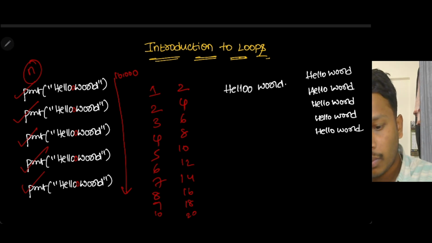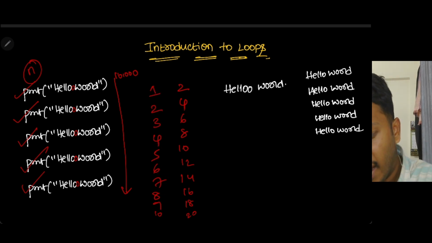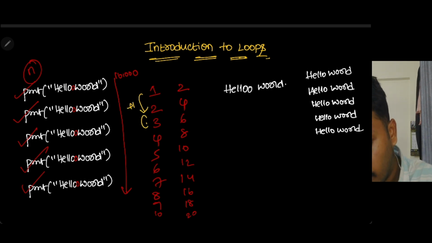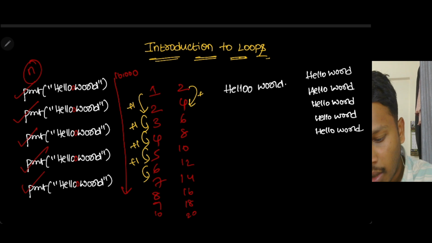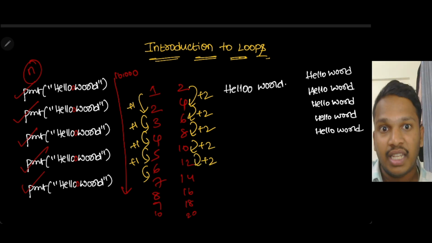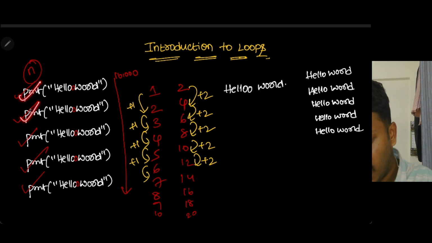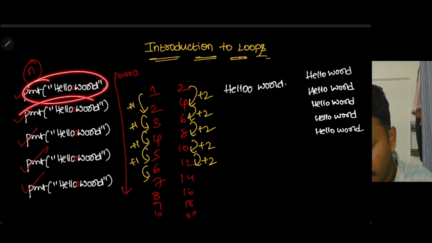If you observe here, the logic is the same, right? What is the logic? Every time you are increasing plus 1, plus 1, plus 1, plus 1, like this. If you consider this one, plus 2, plus 2, plus 2, plus 2, like this. There is one logic. But in this case there is no logic, just the same thing repeating.